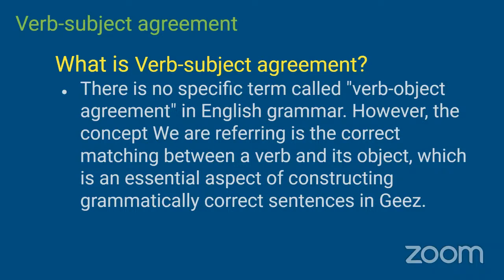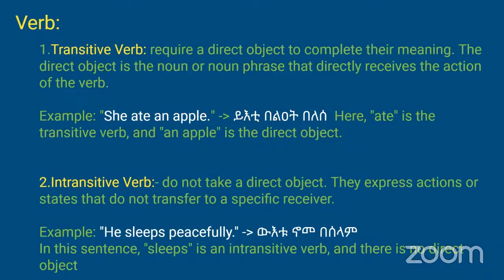So how do we bring the verb and the object to an agreement? Well, in our class today, we'll see that. Before we proceed to verb and object agreement, what I need you to understand is that we have three kinds of verbs: transitive verb, intransitive verb, and ditransitive verb.